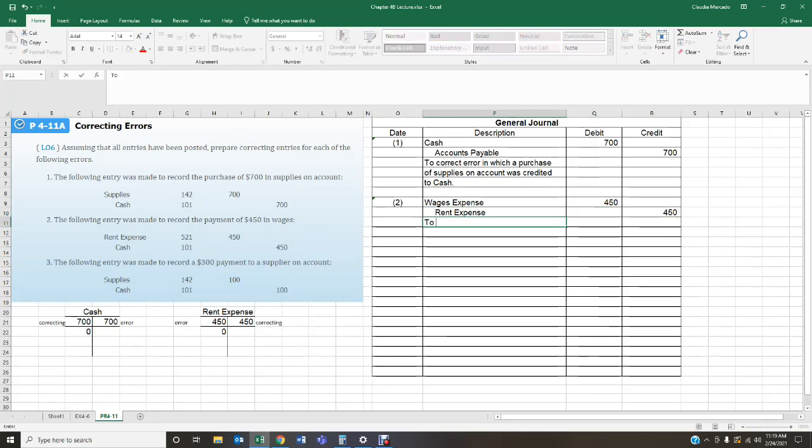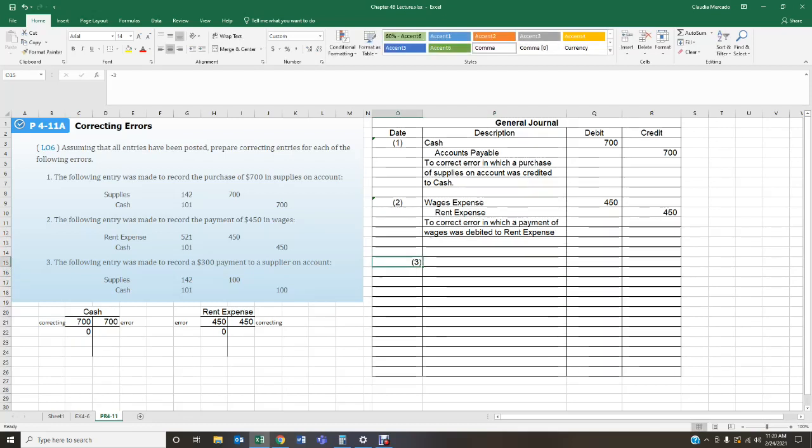And then I put a description, which is very important. That way whoever is looking at our journal knows, why are we doing this entry? Well, we're doing this entry to correct an error in which a payment of wages was debited to rent expense. Okay? So that is what's happening there. Okay? So once again, in this particular scenario, we posted an entry to an incorrect account. We have to always reverse out that entry that was posted out incorrectly and then post the correct entry that should have happened. Okay? That is transaction 2.